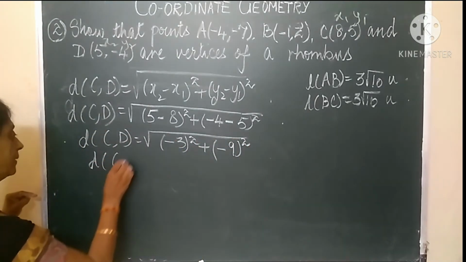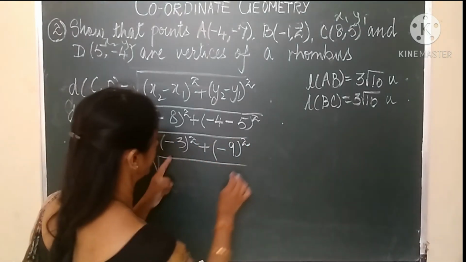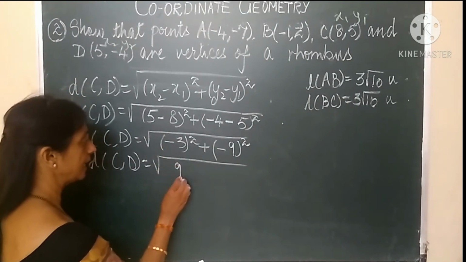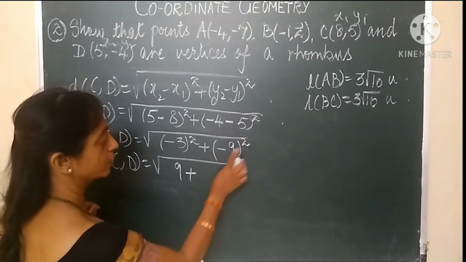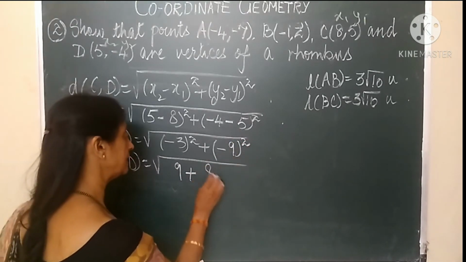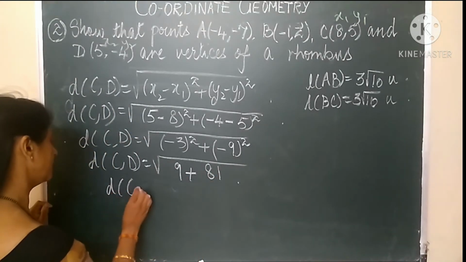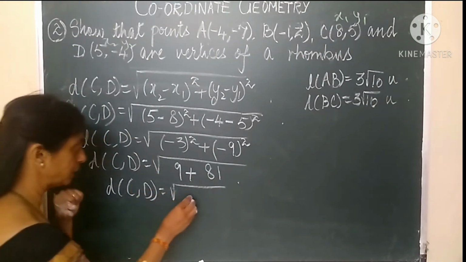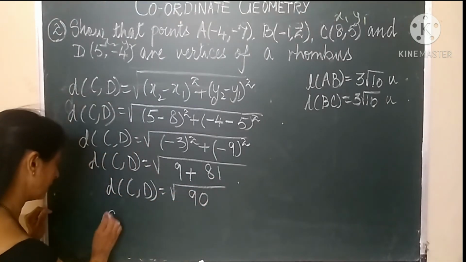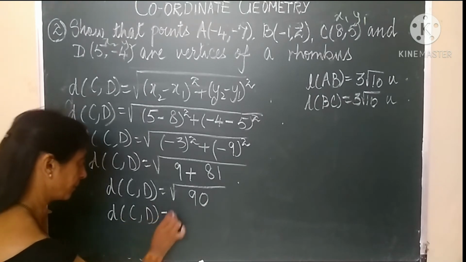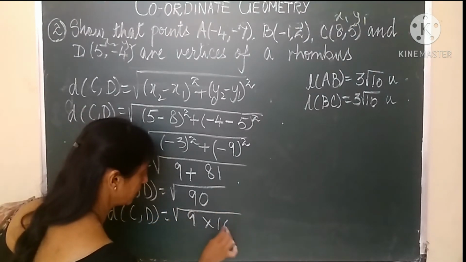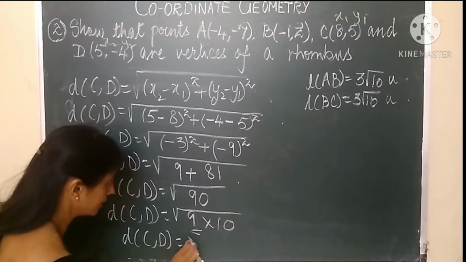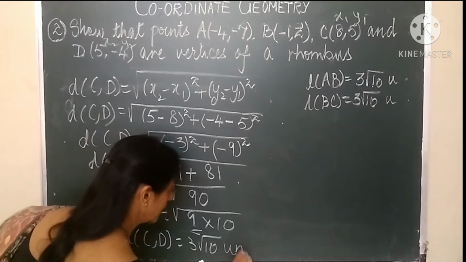So distance CD will be equal to minus 3 the whole square gives us minus 3 into minus 3, that is 9, plus minus 9 the whole square, minus into minus is plus, 9 9s are 81. So distance CD will be equal to 9 plus 81 under the square root sign gives us again 90, which can be factorized as 9 into 10, and square root of 9 is 3. So that is 3 root 10 units.